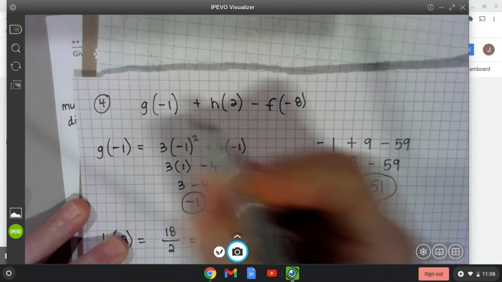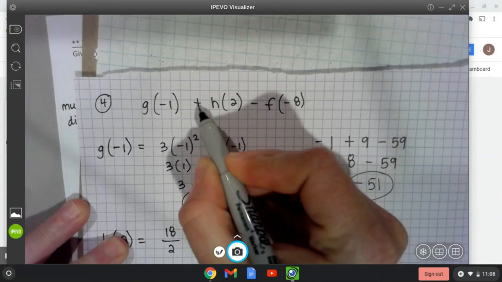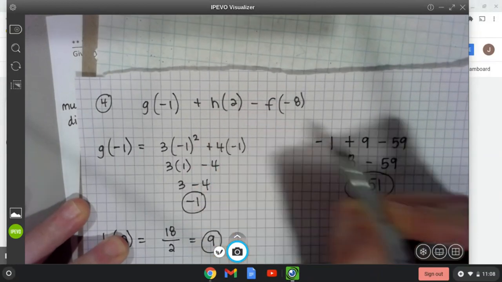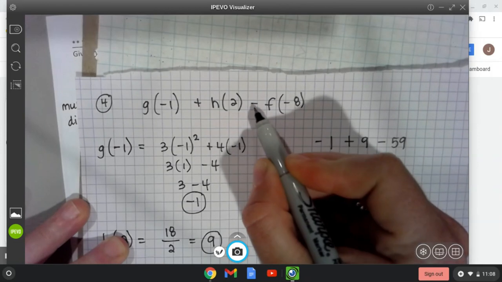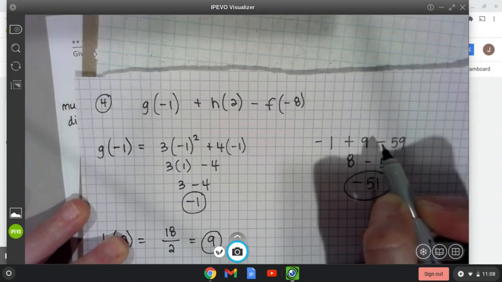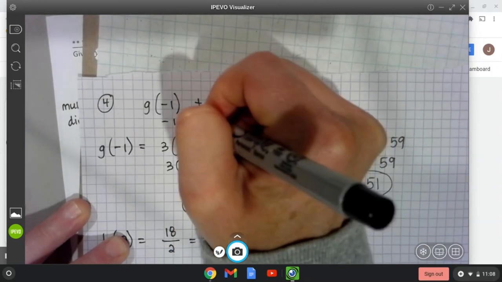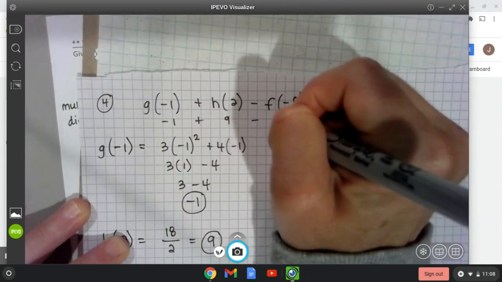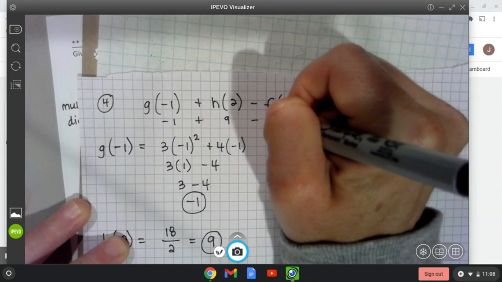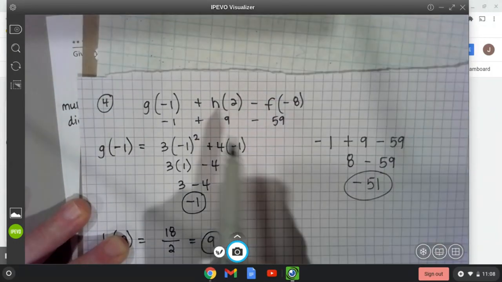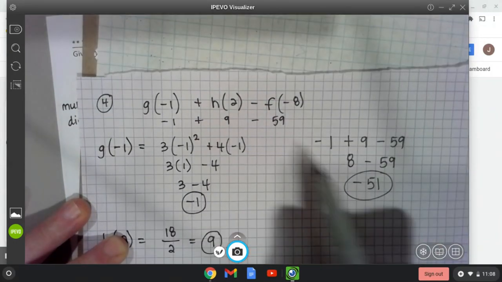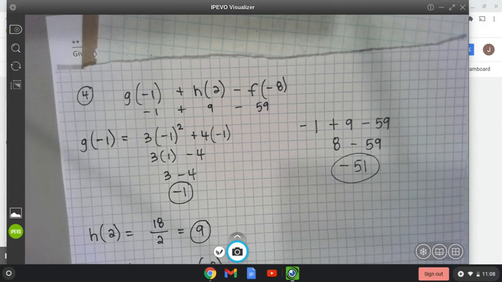G of negative 1, I got negative 1. Then I'm going to add it with h of 2, which I got 9. And then I'm going to subtract f of negative 8, and I got 59, right? This was negative 1 plus 9 minus 59. That is what you have to do to get to your final answer. And you should get negative 51 when you do that.